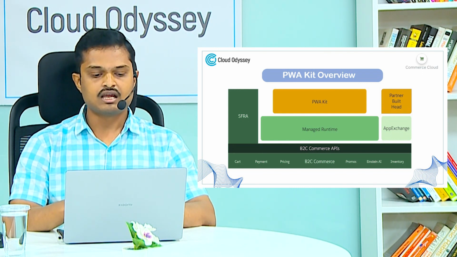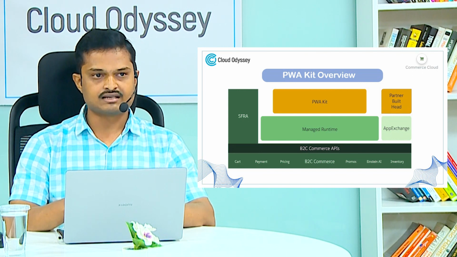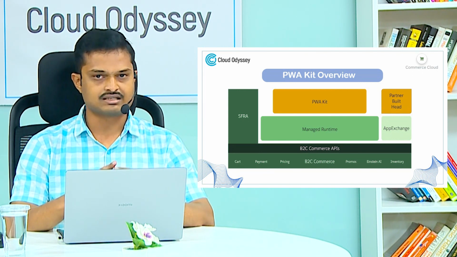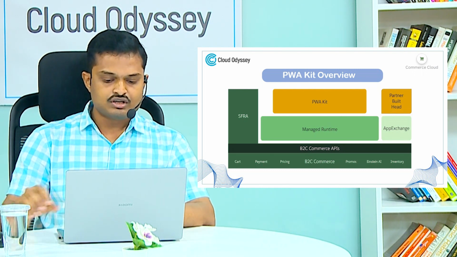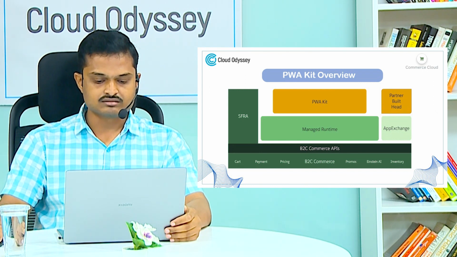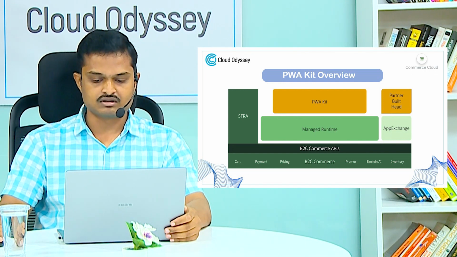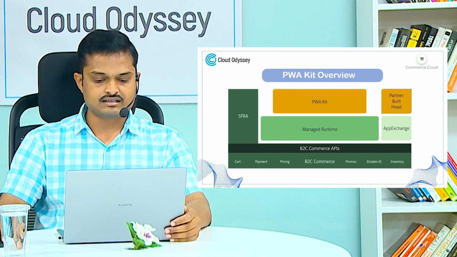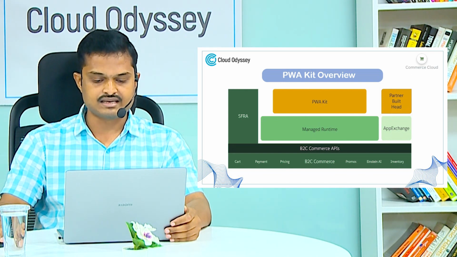We'll talk about that, and let us try to understand how the PWA Kit will interact with the Salesforce Commerce Cloud platform. If you look at this architecture diagram, we have the B2C Commerce platform here, which has the cart, payment, pricing, promos, everything. This is the Salesforce Commerce Cloud platform, and the APIs like OCAPI or SCAPI will sit here, that is the B2C Commerce API.